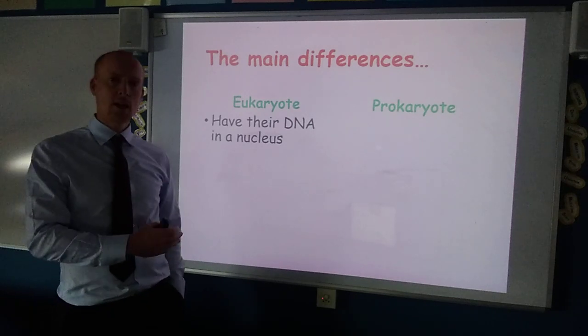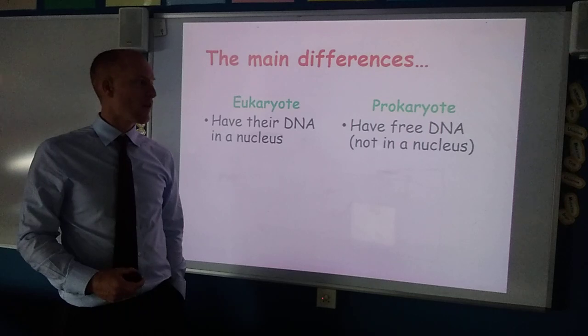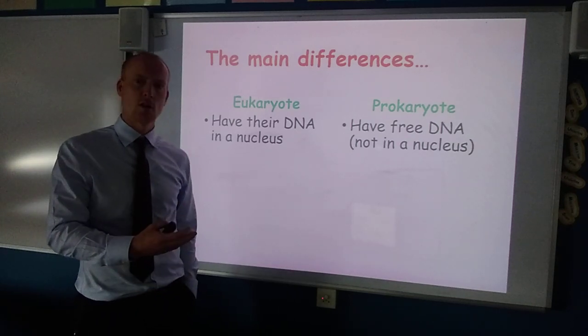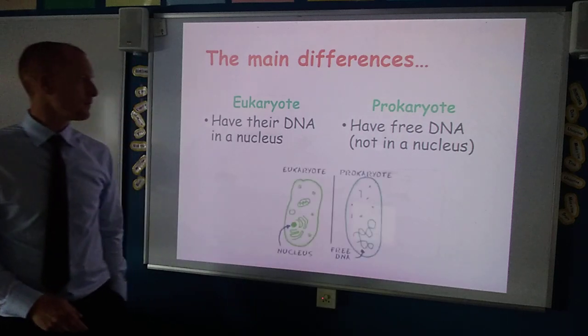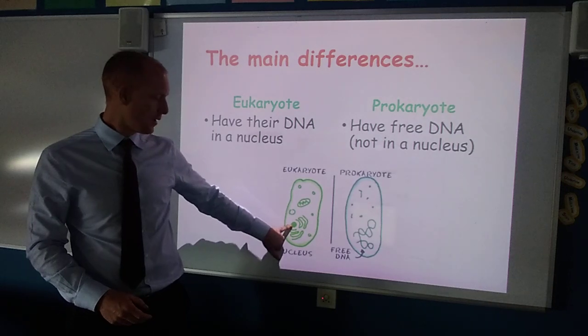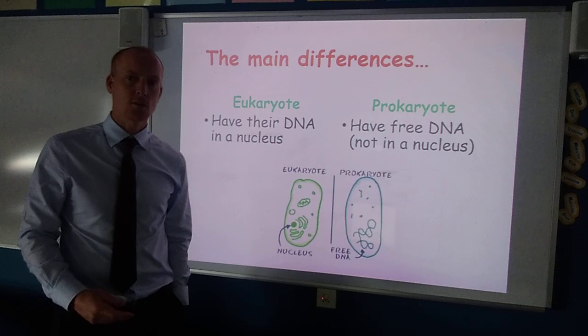Eukaryotes have their DNA, their genetic material, in a nucleus inside the cell. Prokaryotes have DNA, exactly the same DNA that we have, however, it's not in a nucleus, it's just free. Here we have a nucleus of a eukaryotic cell, it could be a plant or an animal cell, and here we have the free DNA in a prokaryotic cell, such as a bacteria.